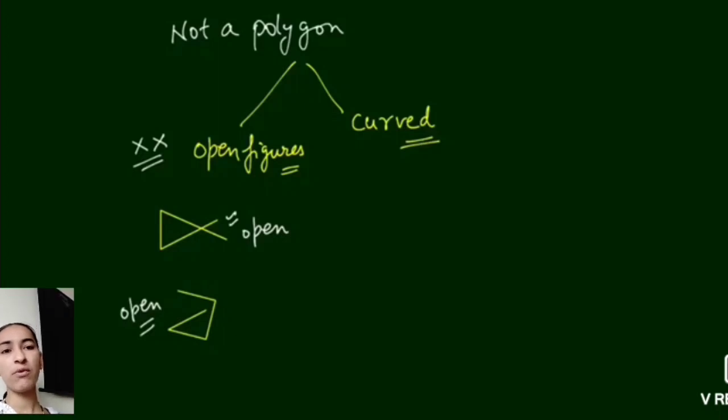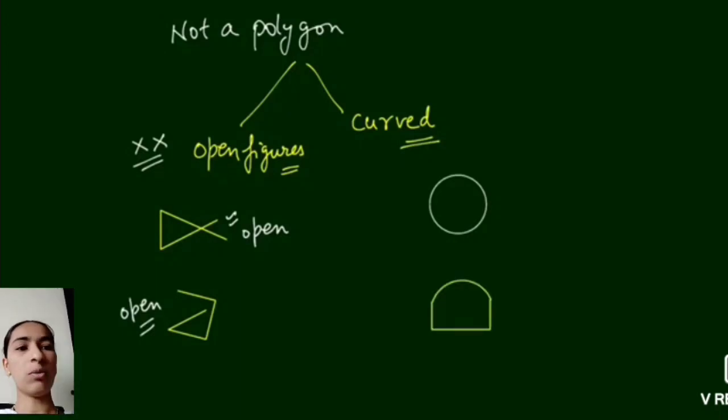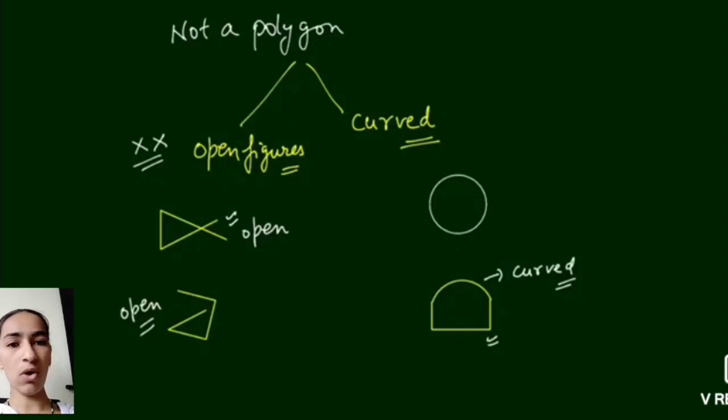And suppose the figure has a curve. What is the meaning of curve? You have seen the circle. See, the circle is in curve shape, so it is not an example of a polygon. Second example: in that, 3 lines are line segments, but see the upper side, it is curved, so it is not a polygon. Okay students, understand the meaning of polygon, which are polygons and which are not.